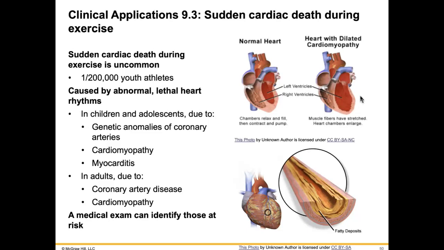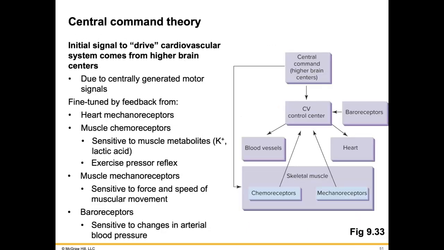And in adults, it could be due to coronary artery disease, in which we have those fatty plaques narrowing the coronary artery walls, or cardiomyopathy as well. And a medical exam can identify those that are at risk. The last thing we're going to talk about is the central command theory, and essentially how we are regulating the cardiovascular adjustments when it comes to exercise.